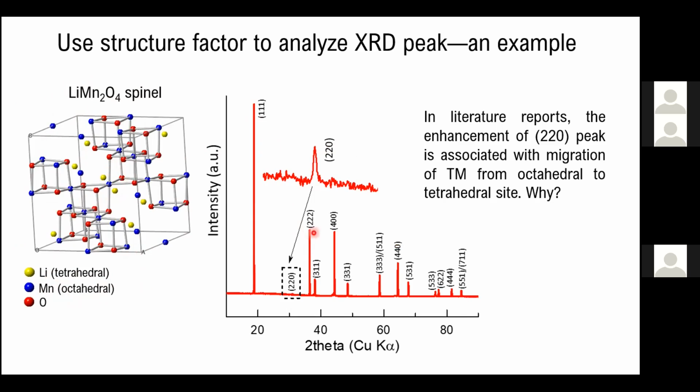And if you look at the literature, you will probably see a lot of times that people measure the XRD and say, hey, I have a large 220 peak here, right? And then according to the reference, they say that if you see a large 220 peak, that's because you have the transition metal taking the lithium site. That's the argument in the literature over and over again, right? But if we understand the structure factor, we can really answer why this is the case. It's simply based on the structure factor analysis.